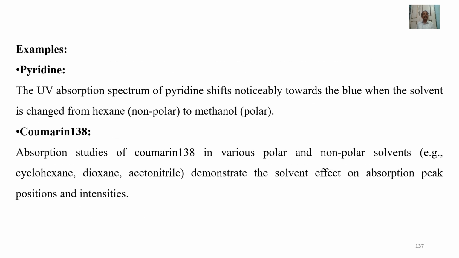Examples. Pyridine. The UV absorption spectrum of pyridine shifts noticeably towards the blue when the solvent is changed from hexane, that is nonpolar, to methanol, that is polar. Coumarin 138. Absorption studies of coumarin 138 in various polar and nonpolar solvents, for example cyclohexane, dioxane, acetonitrile, demonstrate the solvent effect on absorption peak positions and intensities.